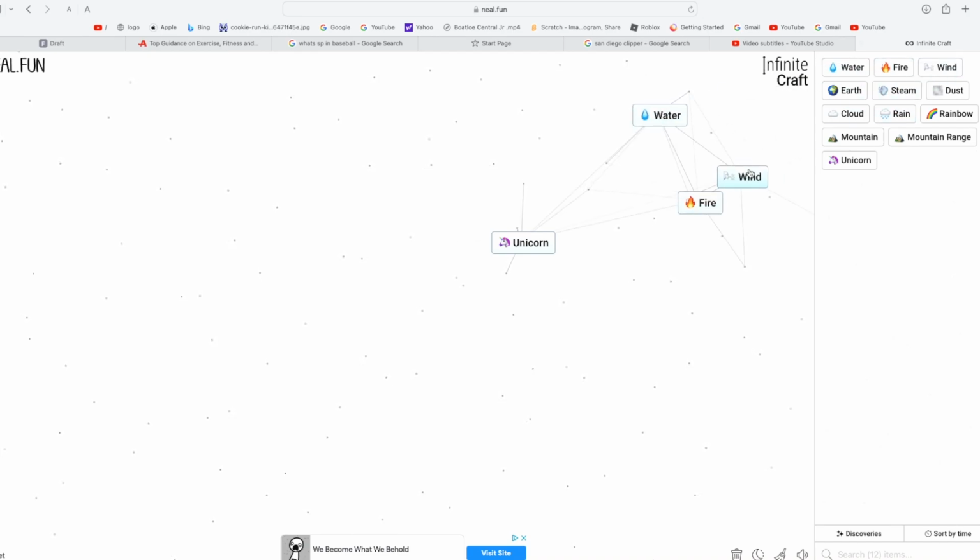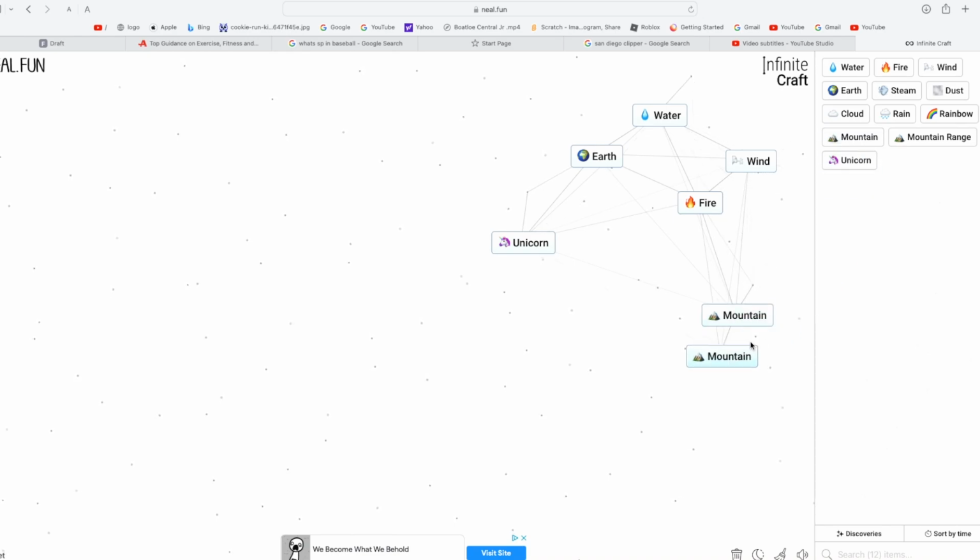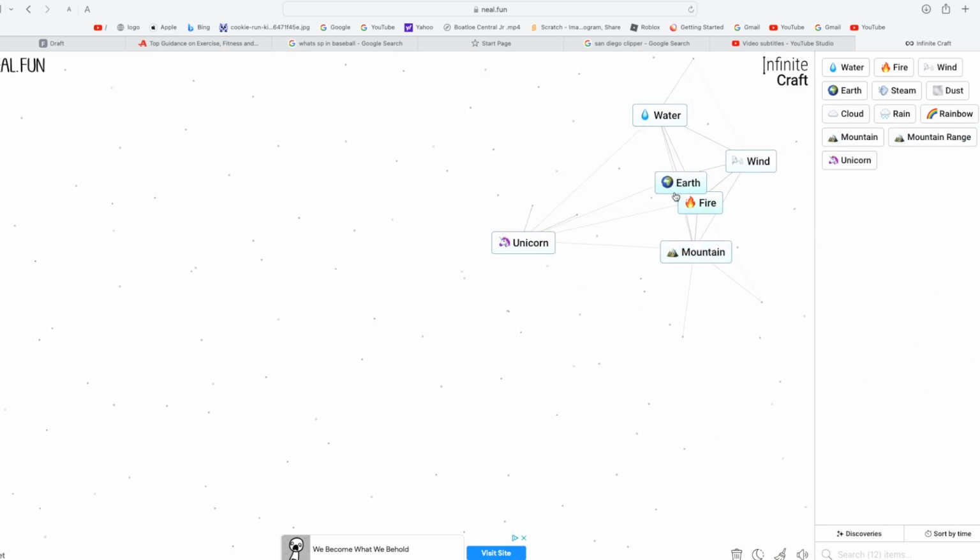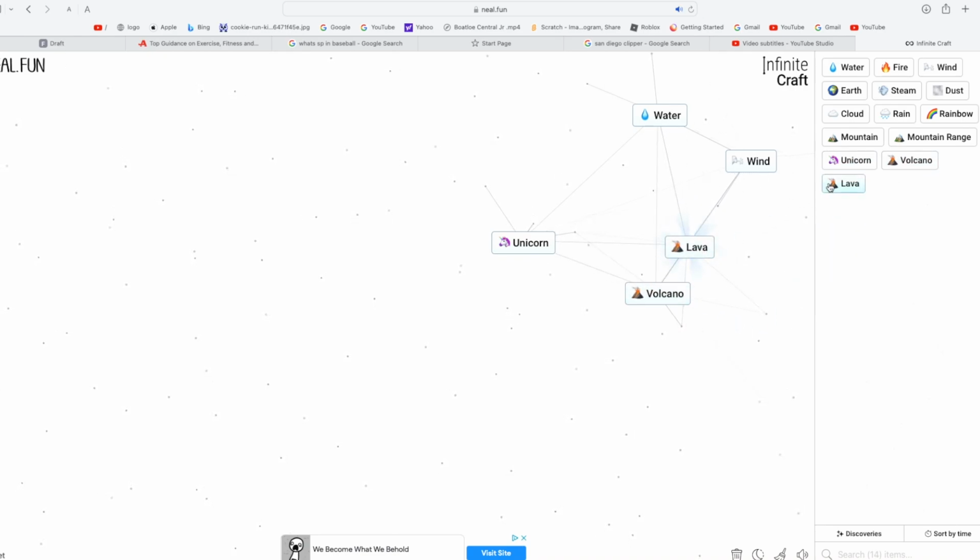Water plus fire plus wind plus earth. We'll add all of these out here. Mountain plus mountain range equals mountain. What is earth plus mountain equal? Volcano. Fire plus volcano, lava. Lava plus lava, volcano. What is fire plus water equal? Steam. What is water plus water equal?